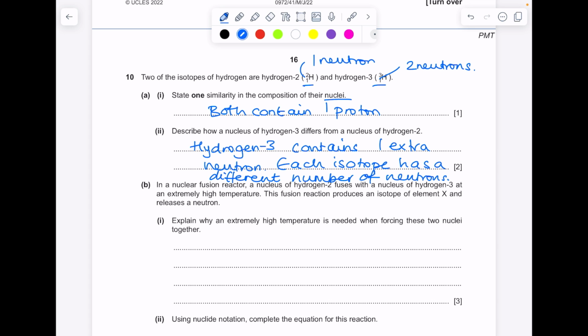In a nuclear fusion reactor, a nucleus of hydrogen 2 fuses with a nucleus of hydrogen 3 at extremely high temperature. This fusion reaction produces an isotope of element X and releases a neutron. Explain why an extremely high temperature is needed when forcing these two nuclei together. So we've just said that the nuclei contain both protons and neutrons. The neutrons are kind of irrelevant because they have no charge, they're neutral, but the protons will have a positive charge. Now these two nuclei will therefore naturally want to repel each other, and so you need a very high temperature to create the high kinetic energy needed to overcome that repulsion force.